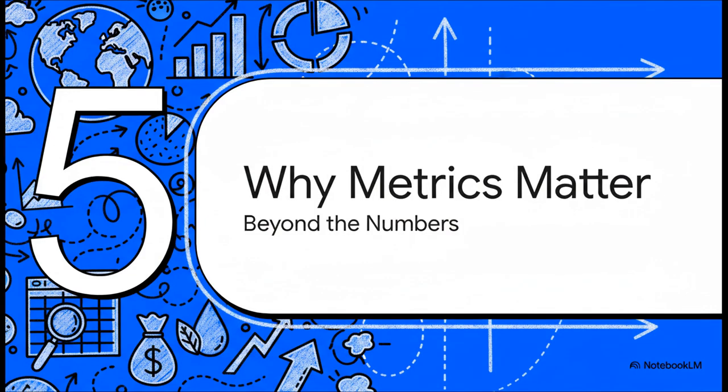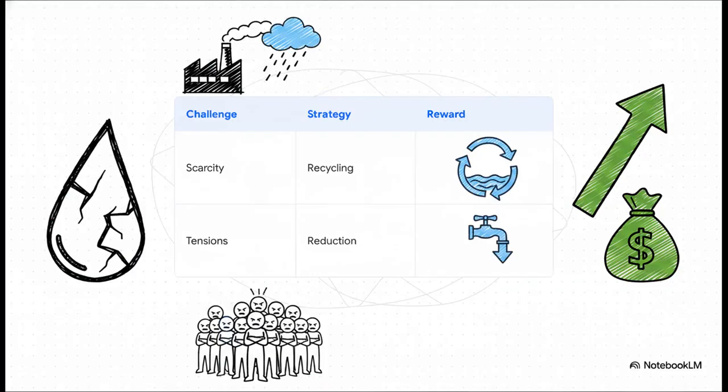Which brings us to our final section, why these metrics matter, looking beyond the numbers. So what does this all mean? Why exactly do investors, regulators, and environmental analysts demand this granular level of transparency? Well, it essentially comes down to turning risk into operational reward. The challenge of water scarcity and community tension is met with a strategic response, implementing aggressive water recycling and targeted consumption reduction programs. And the reward? When entities actively manage this issue intelligently, they capture massive operational efficiencies and significantly mitigate their long-term costs.